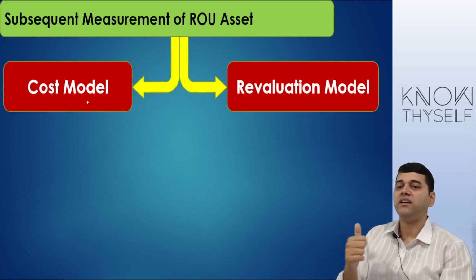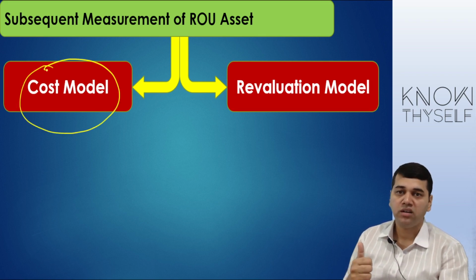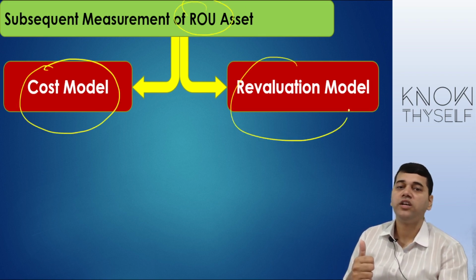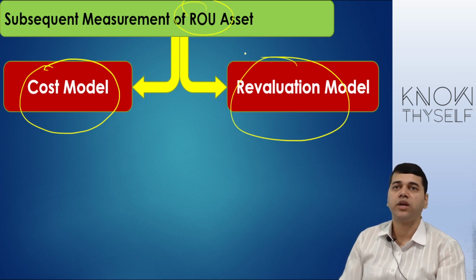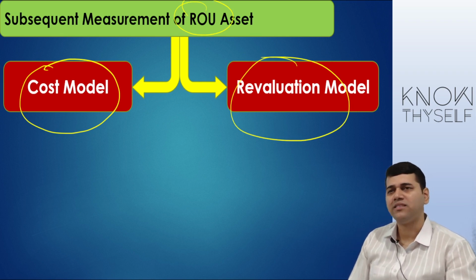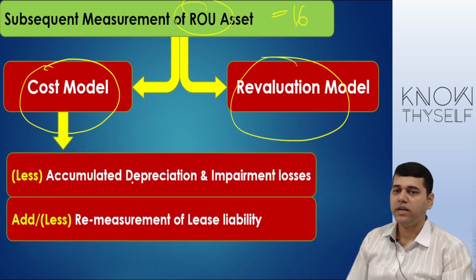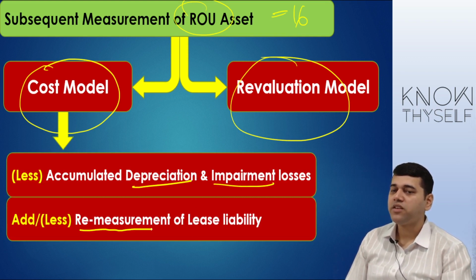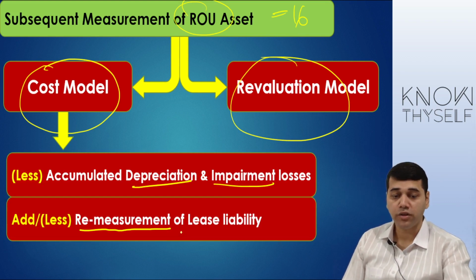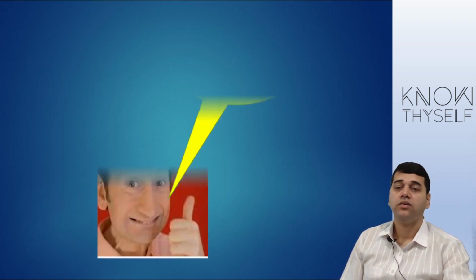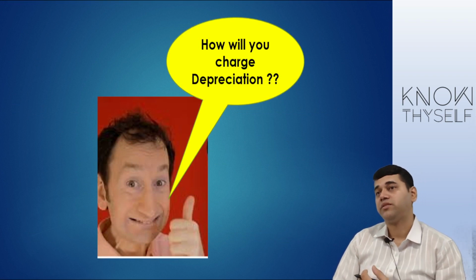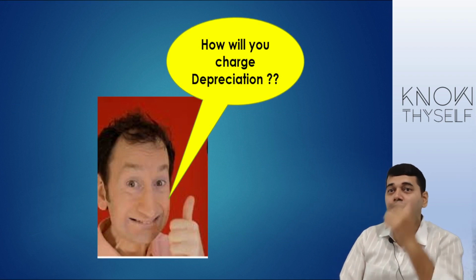In every standard you get that flow, you have got a base. Now, the standard says you can go with the cost model for the ROU asset or the revaluation model. You can find out from time to time the fair value, and you can use the revaluation model. It is similar to Ind AS 16. Now, accumulated depreciation and impairment losses you are going to deduct, and any adjustments for remeasurement of the lease liability after 2 years, 3 years, are also going to get adjusted. Okay. Now, how do we charge the depreciation?